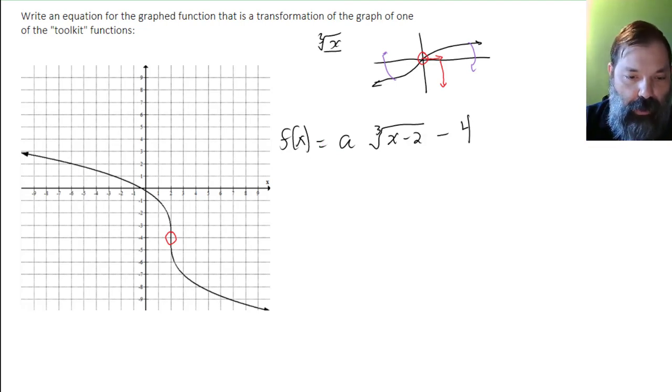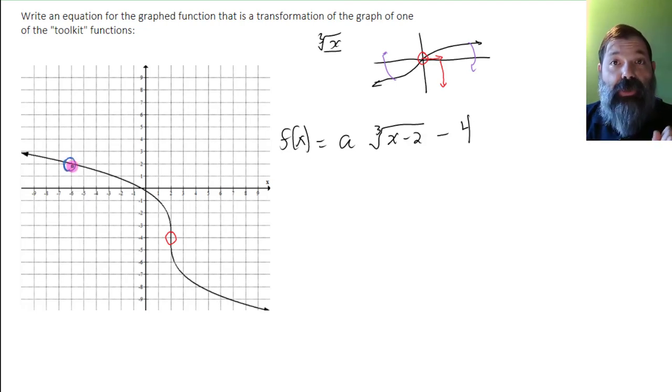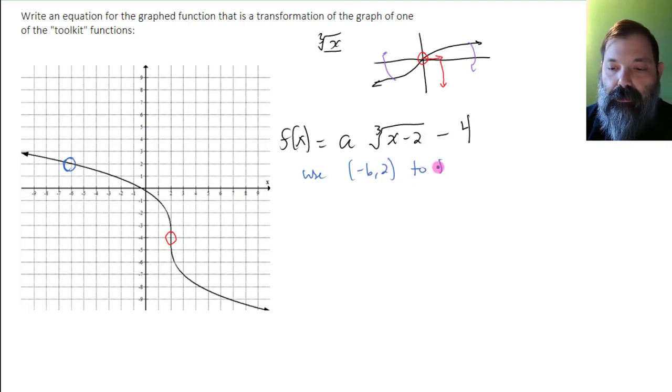So here's a point. That point looks pretty nice. There's a point at (-6, 2). That looks like a nice solid point. So that means when x is -6, the function value is 2. All right, so let's use the point (-6, 2) to find a.